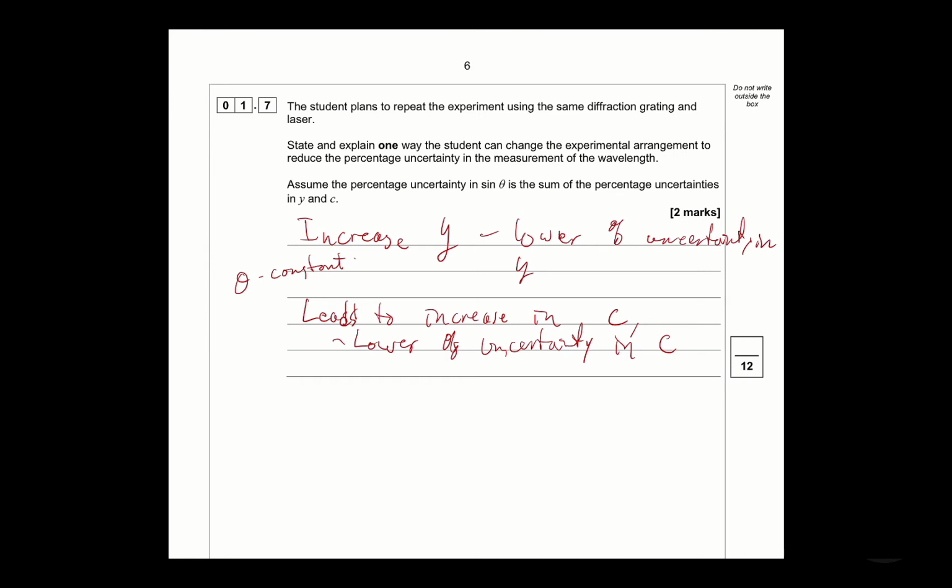You could also choose a higher order, or you could do something like measure the distance between A and E, because anything that increases the distance that you are measuring will lower your percentage uncertainty. So it's all about measuring something that is larger, and that will lower it. And that does it for this question.